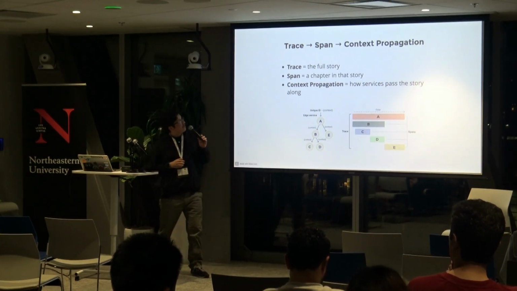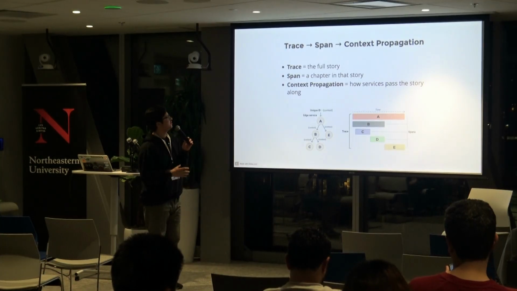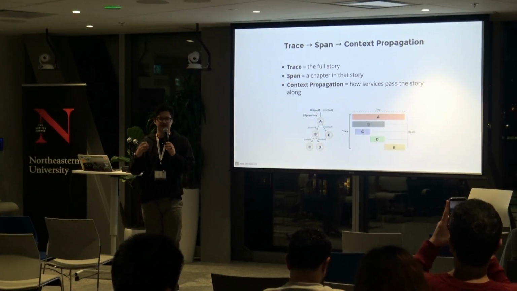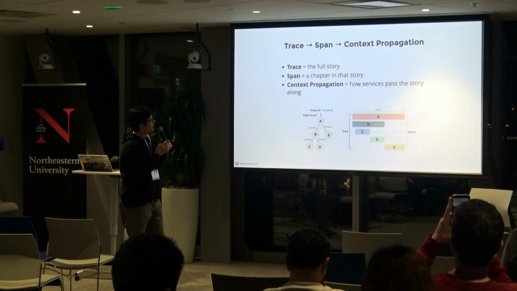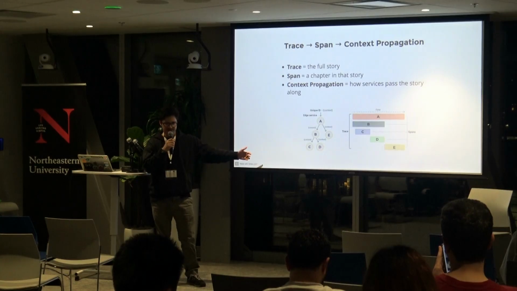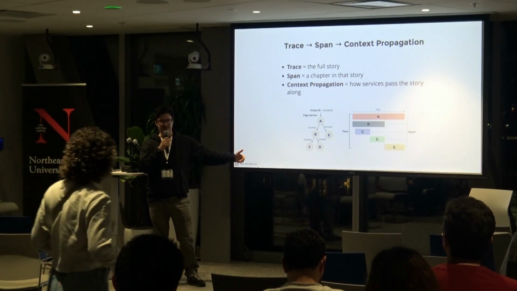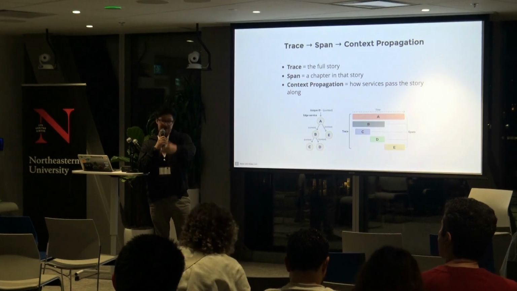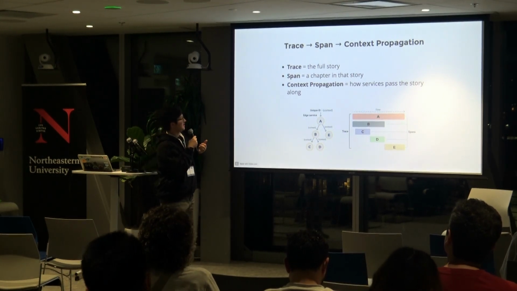So I hope this is a good explanation of what tracing is, and then we're going to be talking about what a trace, a span, and context propagation are. So imagine a trace being the full story about your request. It'll contain everything, from the moment you hit the request all the way till you got a response back, like a 200 HTTP code, or whatever you're hitting.